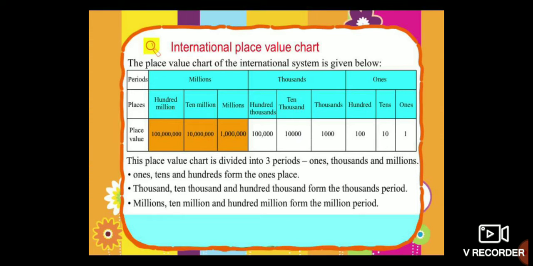This is the international place value chart. You can see the periods have been divided into 3 groups: ones, thousands and millions, and each period has been divided into 3 place values. Like ones has been divided into ones, tens, hundreds; thousands has been divided into 1000, 10,000, 100,000; millions has been divided into million, 10 millions and 100 millions.